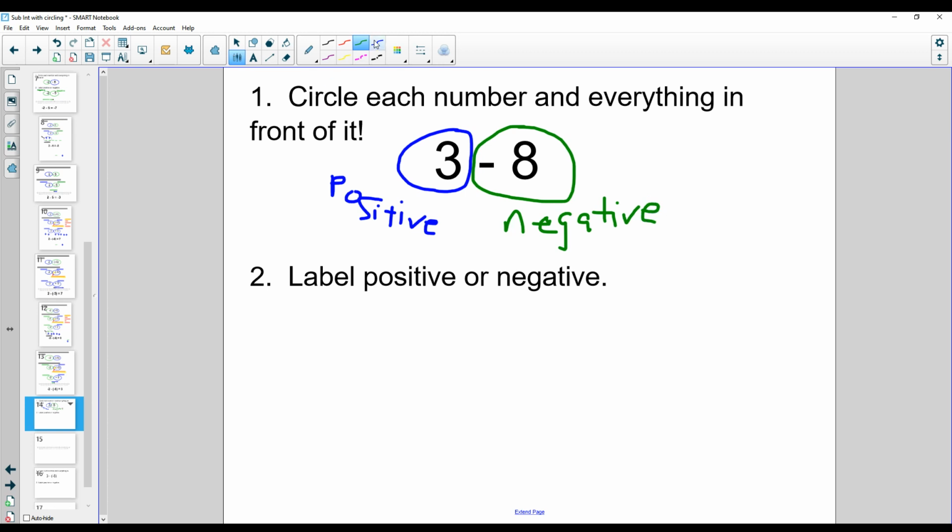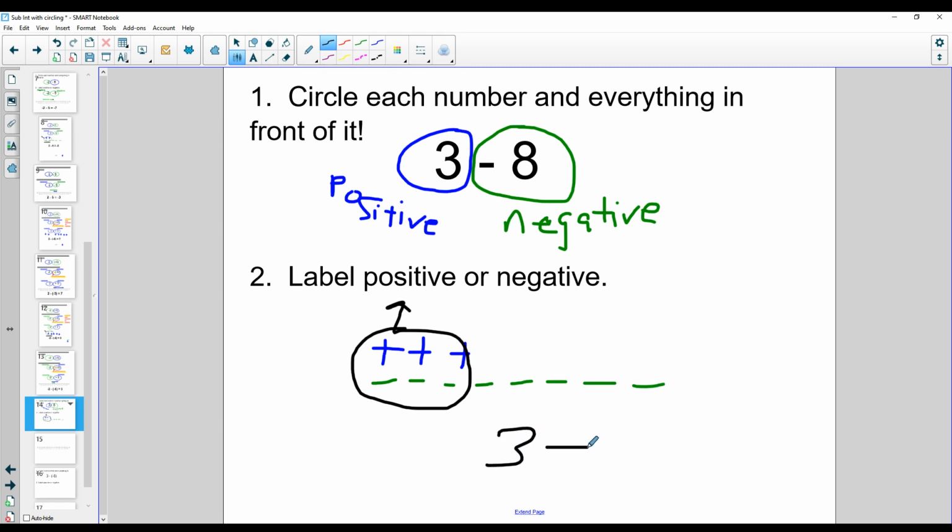So I'm going to draw it out. I will draw out 3 positives and I will draw 8 negatives. 1, 2, 3, 4, 5, 6, 7, 8. So I have something called 0 pairs. A positive and negative cancels out and becomes a 0 pair. And what is left? -1, -2, -3, -4, -5. So 3 minus 8 is equal to -5.